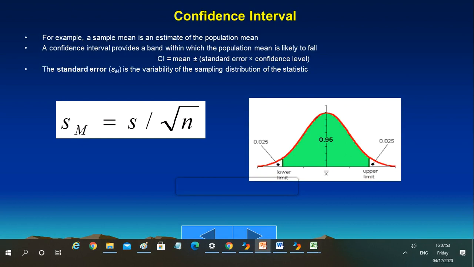For example, take a sample mean as an estimate of the population mean. A confidence interval provides a band within which the population mean is likely to fall, and that is where you need it, because you cannot be 100% sure that exactly this number is going to be there. So you will give a range, such as 95% to 100% or 90% to 95%. That means you are confident that the result is going to fall within that range. That is what the confidence interval means. The standard error is the variability of the sampling distribution of the statistic.